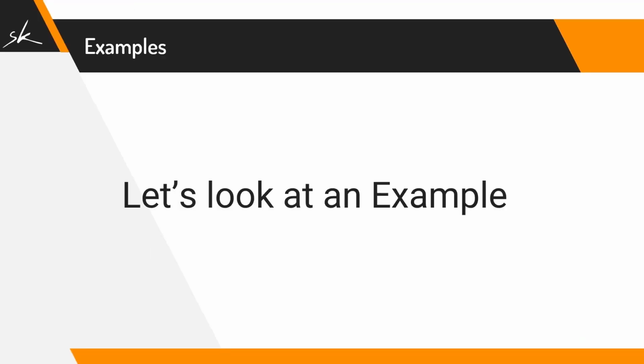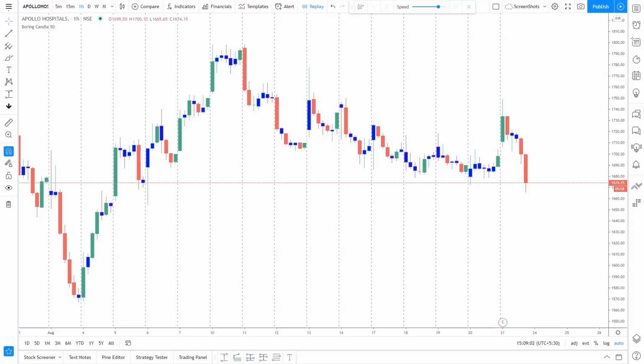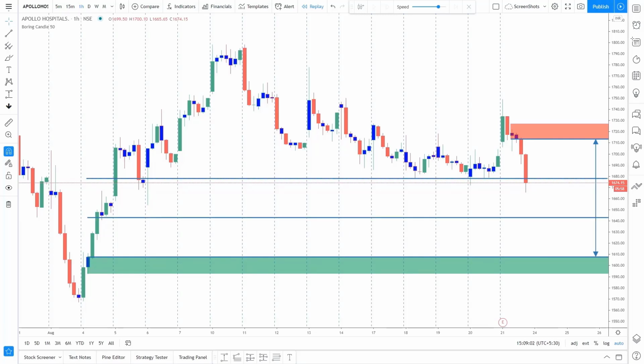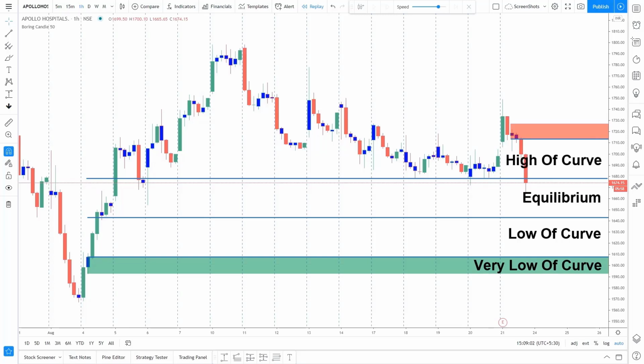Let's look at an example. We start from the current market price, we go up and find a fresh supply zone. Similarly, we go down and find a fresh demand zone. After identifying fresh demand and supply, we divide the area between the proximal lines into 3 equal parts. This completes our curve analysis. We have now identified 5 curve locations: very low of the curve, low of the curve, equilibrium or middle of the curve, high of the curve, and very high of the curve.